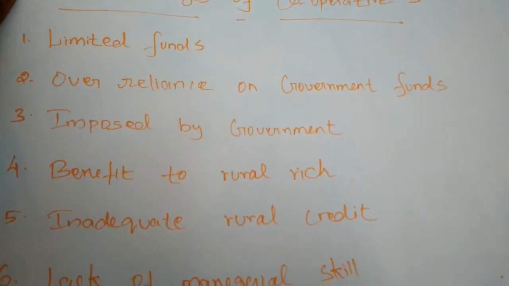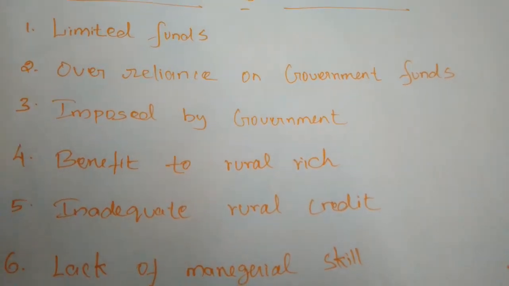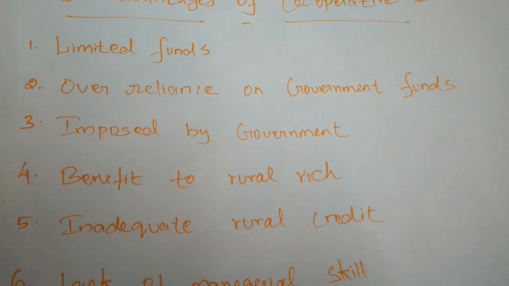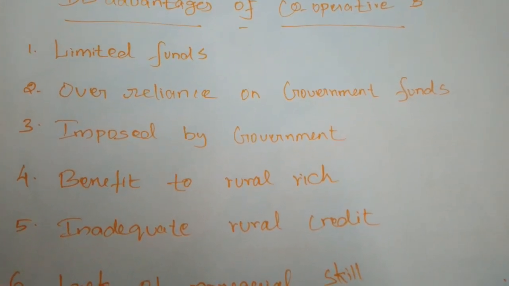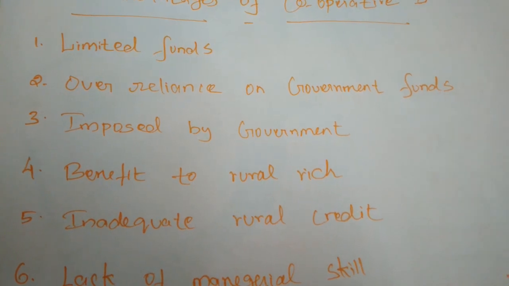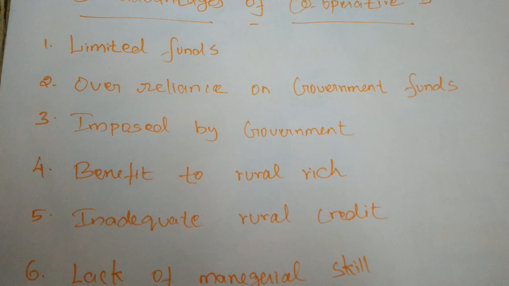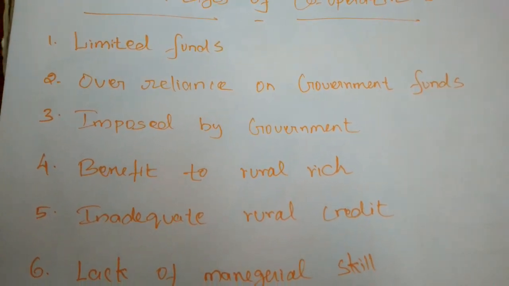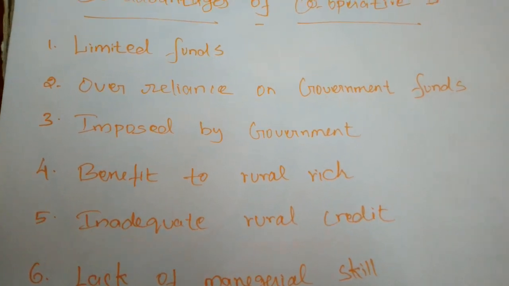Next, over reliance on government funds. Over reliance means over depending. So the cooperative organizations must be depending on the government funds for their improvement. So the cooperative societies are not able to raise their own resources. Their sources of financing are limited and they depend on government funds.